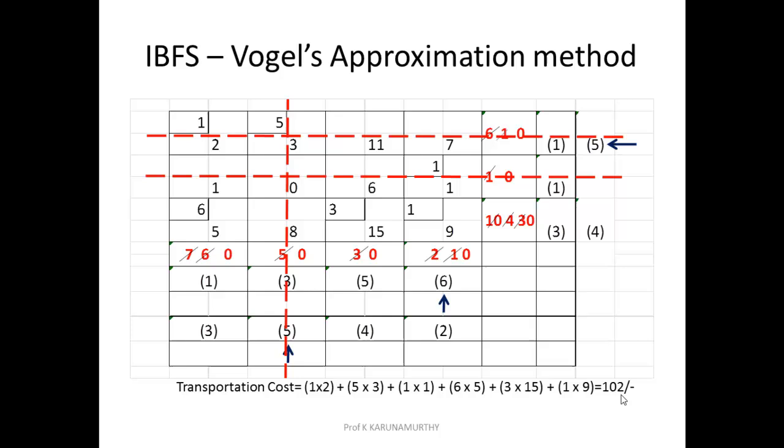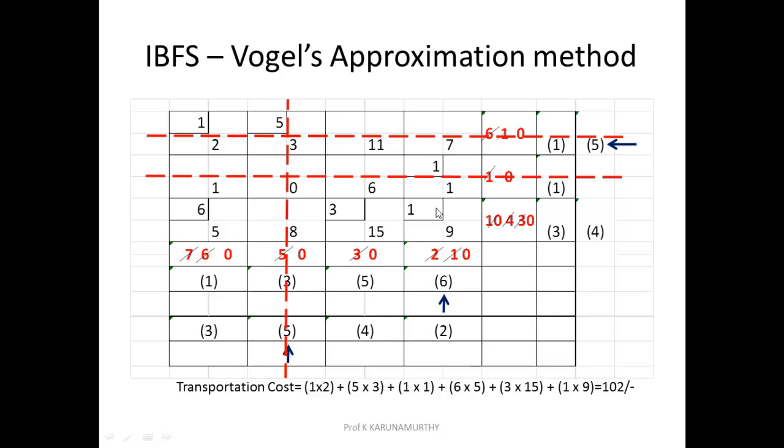Now we have to find out whether this initial basic feasible solution, which we have obtained using Vogel's approximation method, is optimum or not. That we have to check. Before we check for optimality, we have to make sure that this solution is not degenerate. To make sure that this solution is not degenerate, we should know how many allocations we have made. Here the number of allocations made are 1, 2, 3, 4, 5 and 6. There are 6 allocations done.